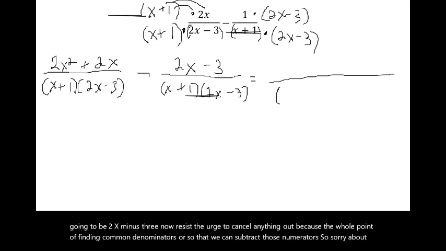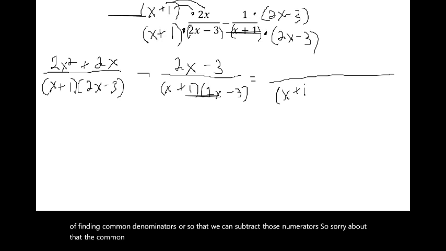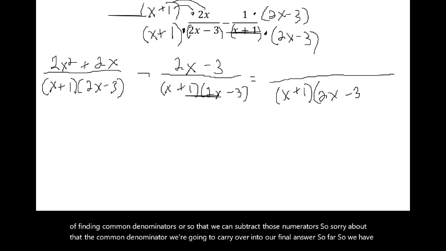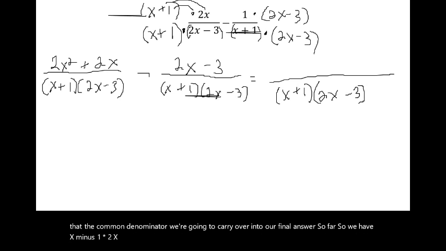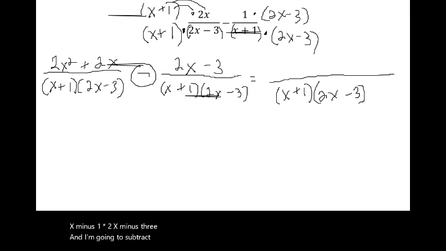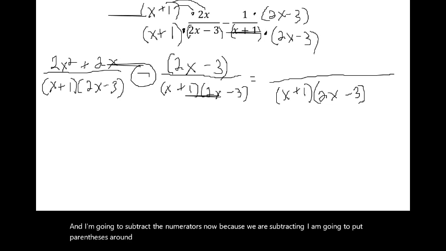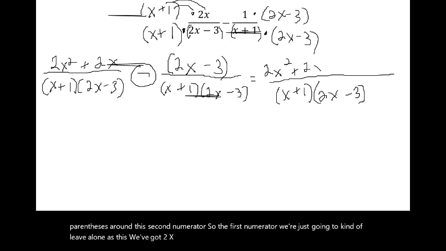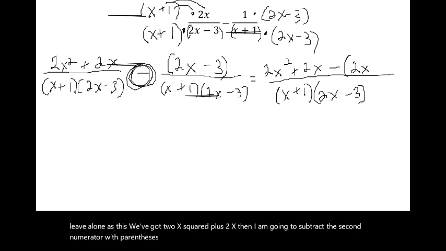The common denominator we're going to carry over into our final answer so far. So we have x plus 1 times 2x minus 3. And I'm going to subtract the numerators. Now because we are subtracting, I am going to put parentheses around this second numerator. So the first numerator we're just going to leave alone as is. So we've got 2x squared plus 2x. Then I am going to subtract the second numerator with parentheses around it, 2x minus 3.